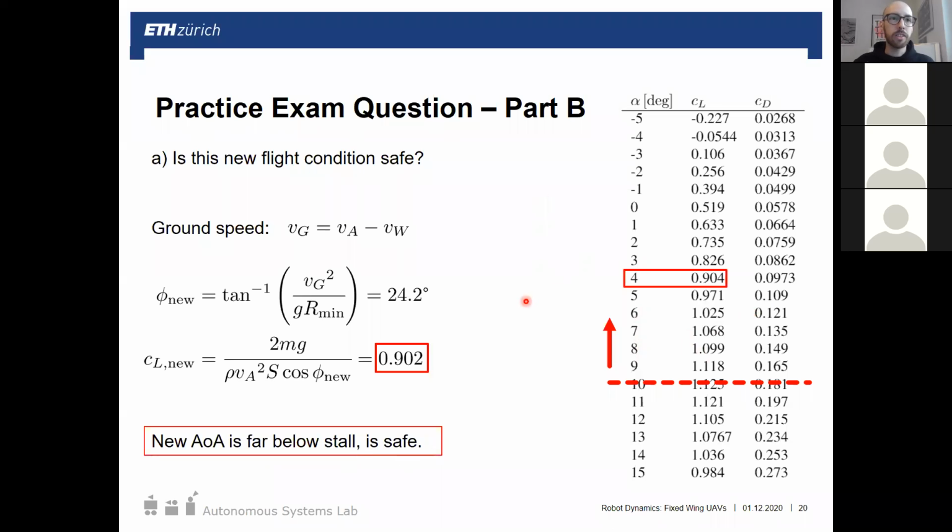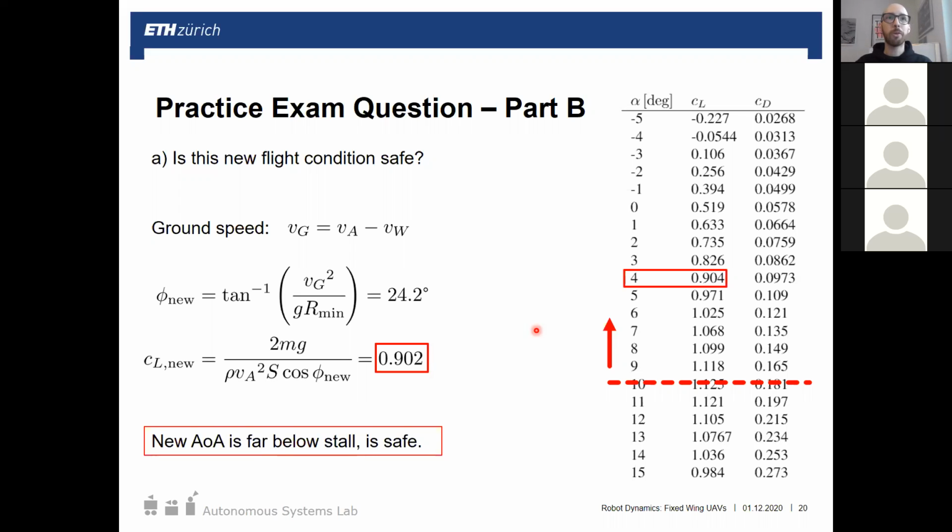On the exam for this kind of question, is the new flight condition safe? This is about all I would be expecting to see. Something like, it is far below stall, so it's safe. If it ends up being something close, like 9 degrees, you can write an extra sentence saying it's really close to stall, so it's probably not that safe, but we're not stalled yet. But that's all I'm really looking for.